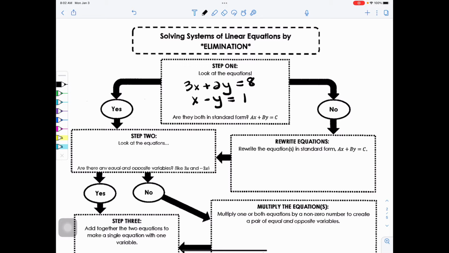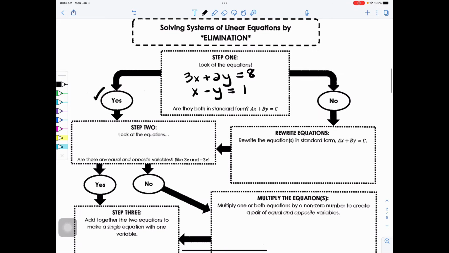So at step one, it says, look at the equations. Are they both in standard form? So think about elimination. Elimination, we want both variables to be on the same side together. We want them to line up, and we are trying to look for opposites. So that's why this question asks you, are they both in standard form? Because that indicates to us that elimination is the best method to choose. They are both in standard form. The variables are on the same side together. So we are going to go over to the yes side and take a look at step 2.